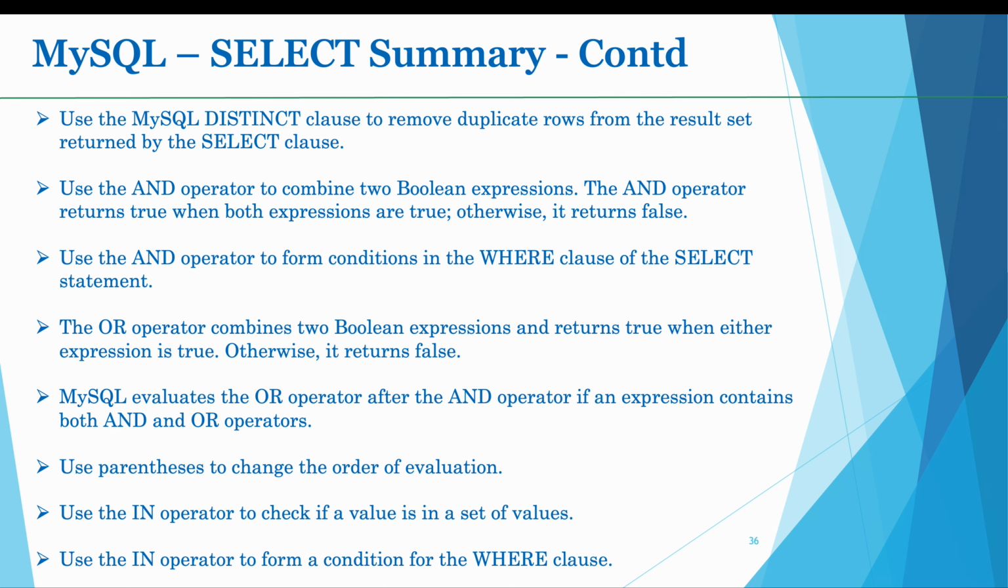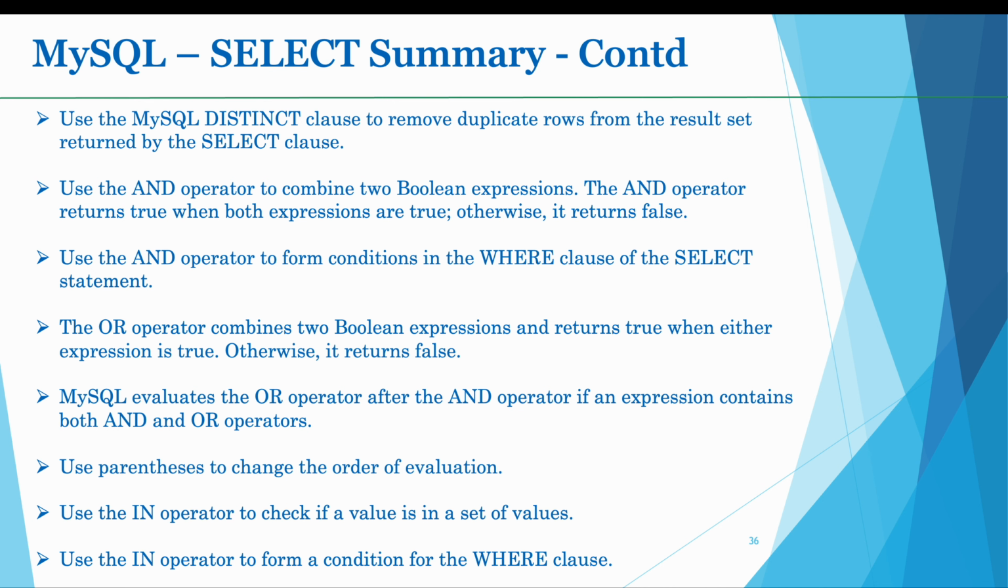You can use the distinct clause to remove duplicate rows from the results, and you can also use the AND operator to combine two Boolean expressions. The AND operator returns true when both expressions are true, otherwise it returns false. You can use the AND operator to form conditions in the where clause of the select statement. The OR operator combines two Boolean expressions and returns true when either expression is true, otherwise it returns false.